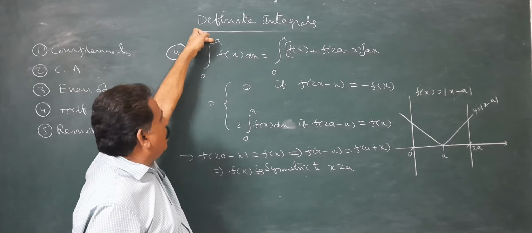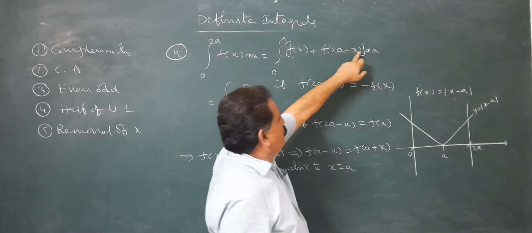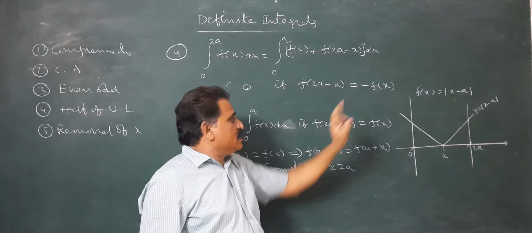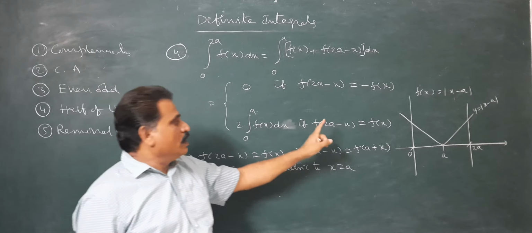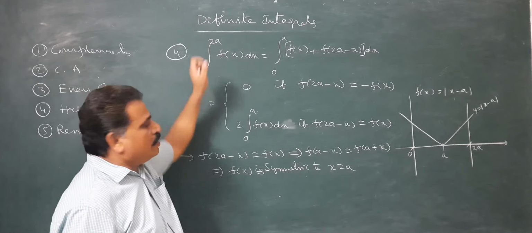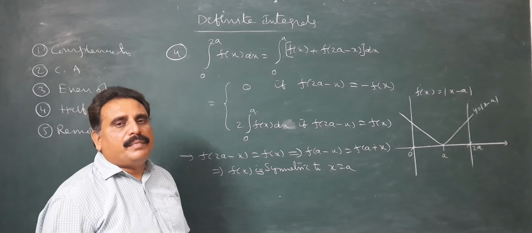Upper limit is 2a, half of that, 0 to a by 2, f of x plus f of a minus x dx. That is 0 if f of a minus x equal to minus f of x. It is 2 times integral 0 to a by 2 f of x dx if f of a minus x equal to f of x. In case the upper limit is a, the same condition we can apply. It is the half of upper limit formula.